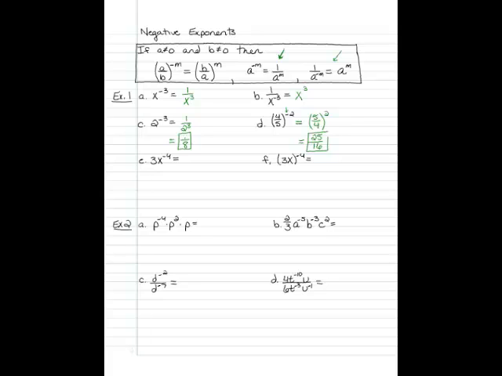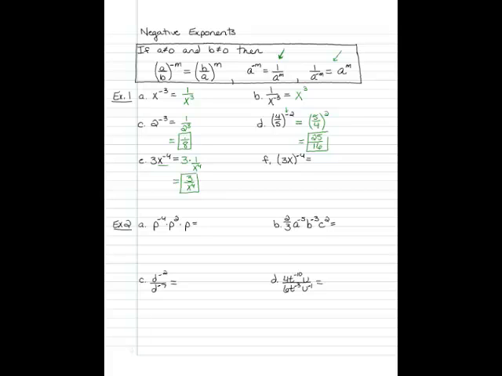For part E, we have 3x to the negative 4. It's important to notice here that this negative 4 exponent is applied only to the x, not to the 3. The 3 remains untouched, just stays out at the front of the problem. The x is raised to the negative 4 power, so this would be 3 times 1 over x to the 4th. Putting this together, 3 times 1 is 3 over x to the 4th.